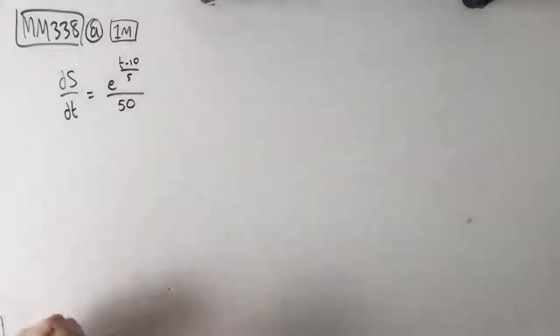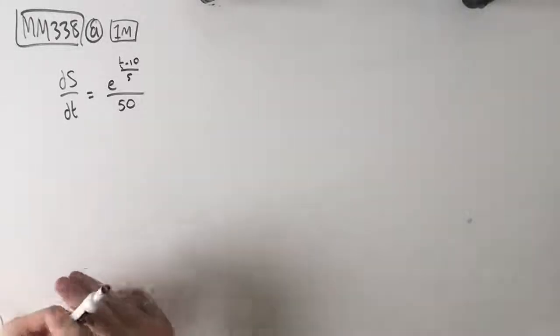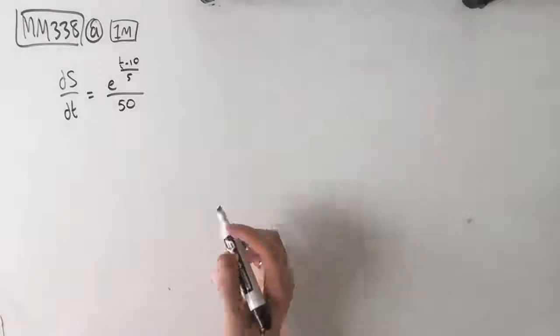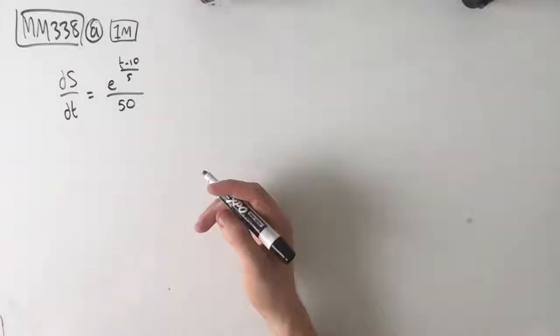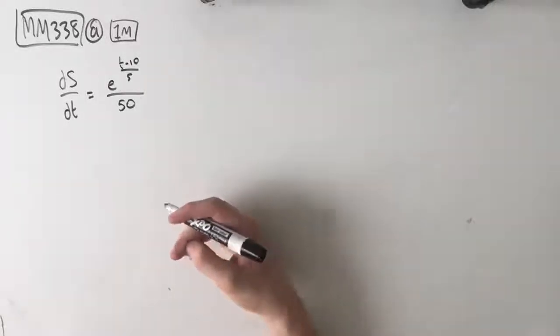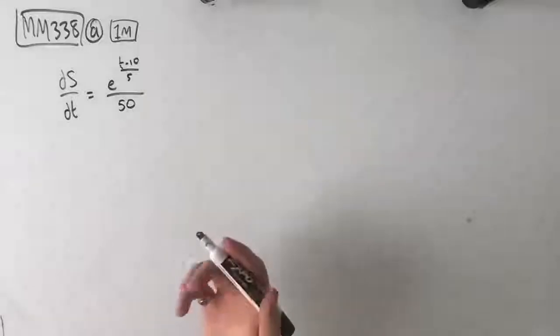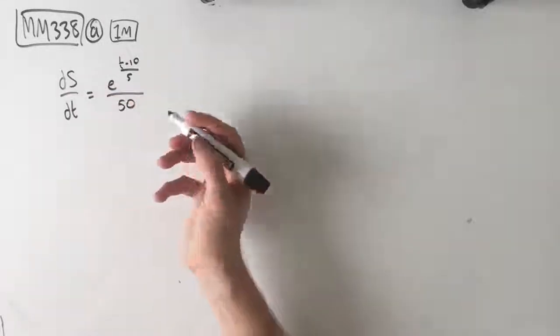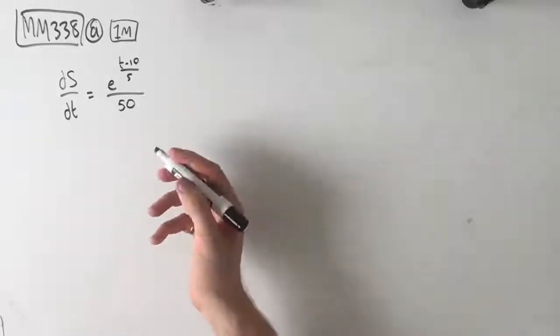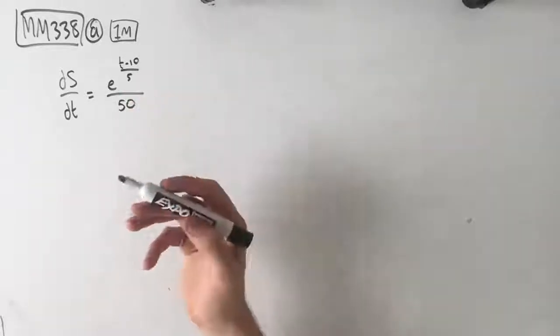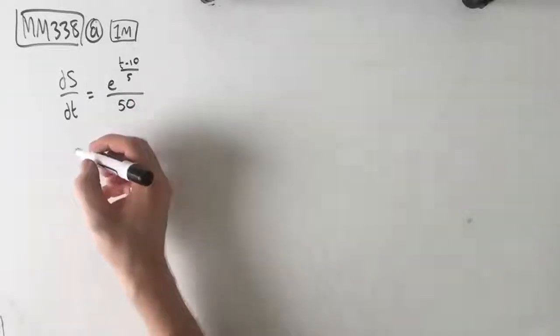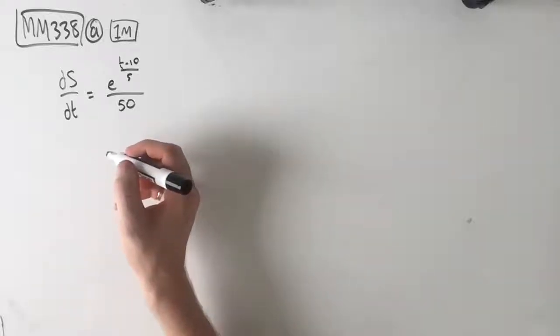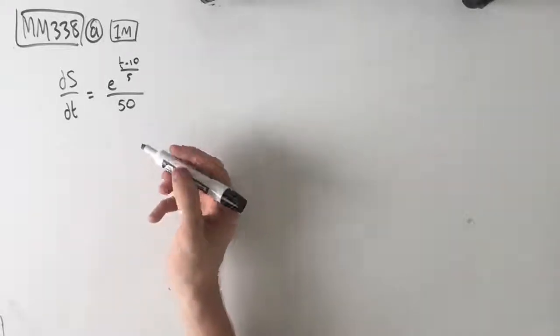So part A, which is a 1 mark question, says, how fast is Ben's savings account growing 20 months after he starts this savings plan, correct to the nearest dollar? All right, awesome. So we know that ds/dt is the rate of increase of his savings account. So this is literally just what we need to use. So we know that t is equal to 20, right? Because we're dealing with the months afterwards.